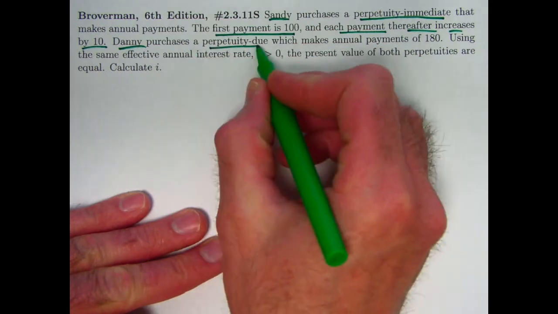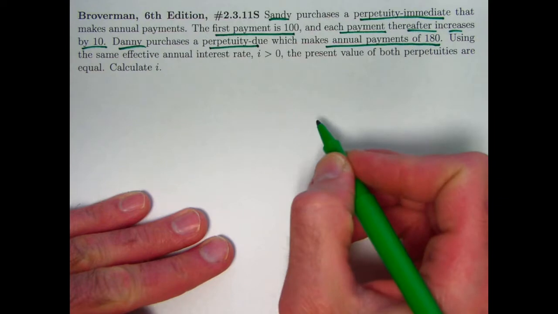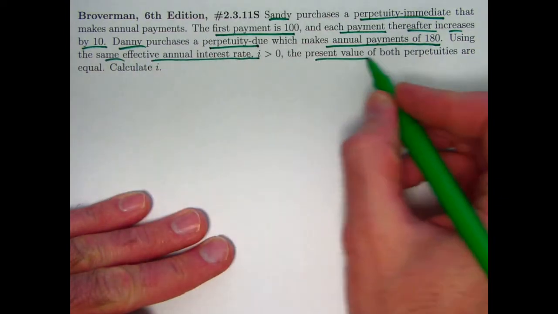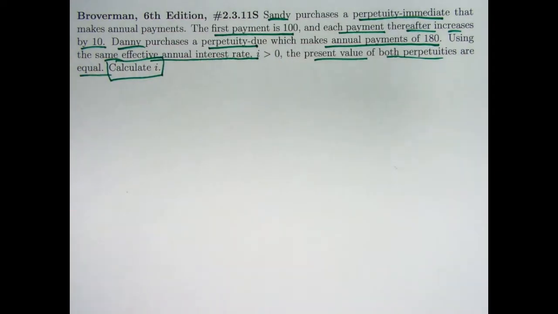Danny purchases a perpetuity due instead of immediate, which makes constant annual payments of 180. Using the same effective annual interest rate I, the present value of both perpetuities are equal. Calculate I, that common effective annual interest rate.